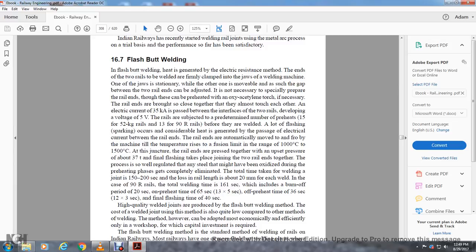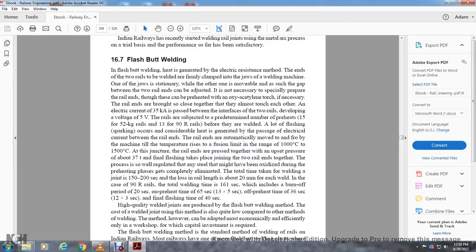Flash butt welding is generated with the electrical resistance method. The ends of the two rails to be welded are clamped with the jaws of the welding machine. One jaw is stationary while the other is movable, and the gap between the two rail ends can be adjusted. If necessary, the rail ends are prepared through a preheated oxyacetylene torch. The rail ends are brought close together so they almost touch each other, and electric current of 35 kiloamps is passed through the interface of the two rails, developing a voltage of 5 volts.